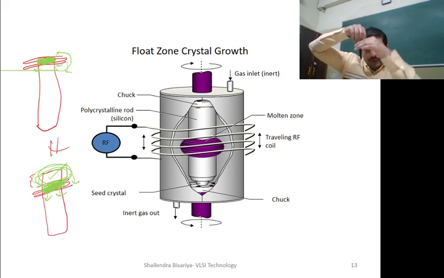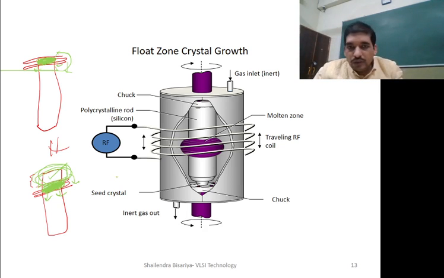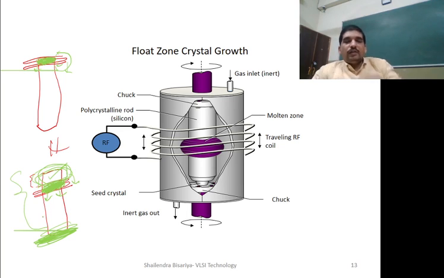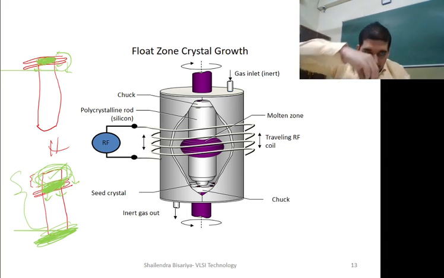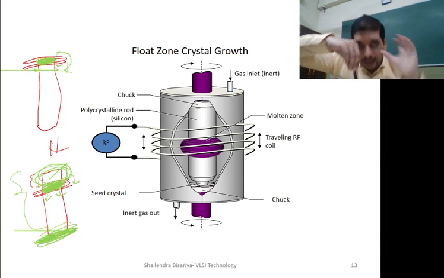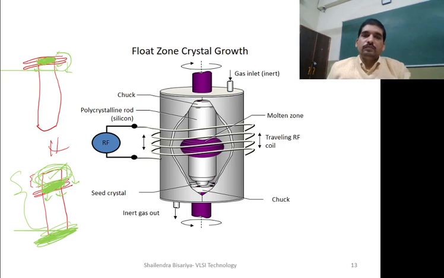And impurities will move continuously downwards. So slowly all the impurities will come to the bottom side at last, and from top to bottom everything will be uniform, properly in cylindrical single crystal structure form. I hope this is clear.